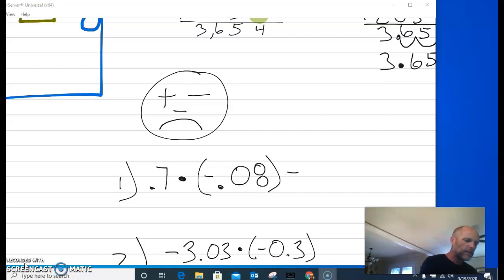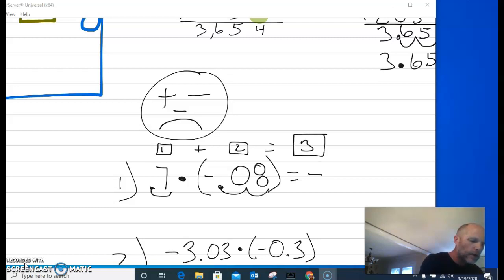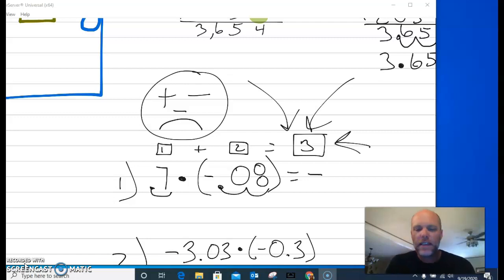So let's look at it first as what's it going to be? It's going to be a negative answer. How many place values do I have in the first one? In the first 7/10? I have 1. And then in the second one, how many do I have? I have 1, 2. I got 2. How many do I have total? I have 3. That's my reminder to feed the dog.